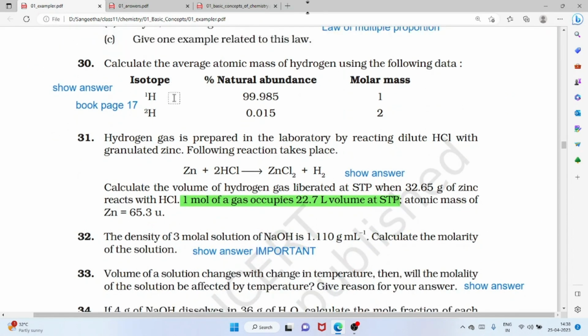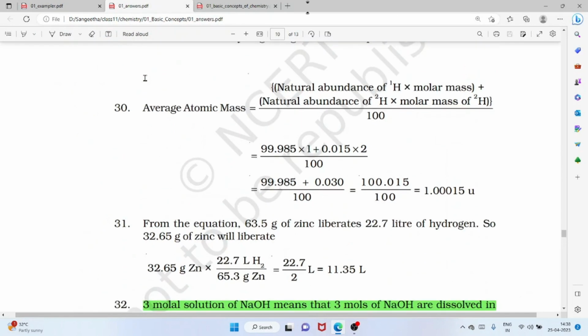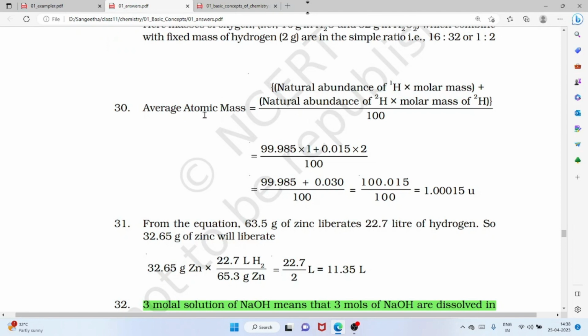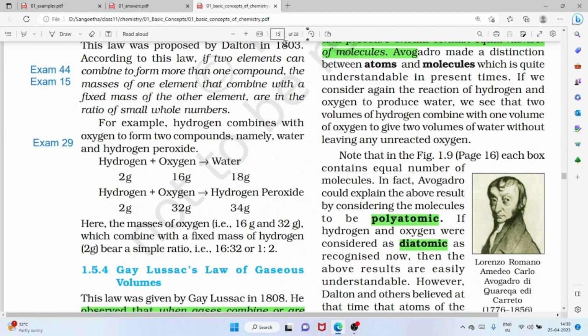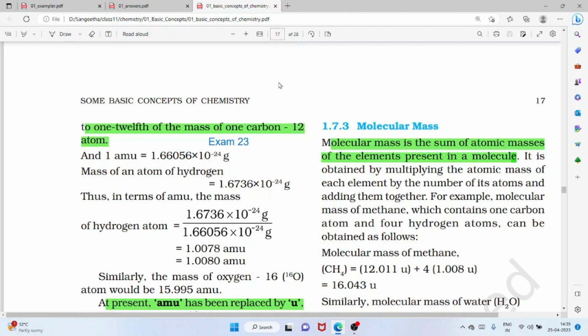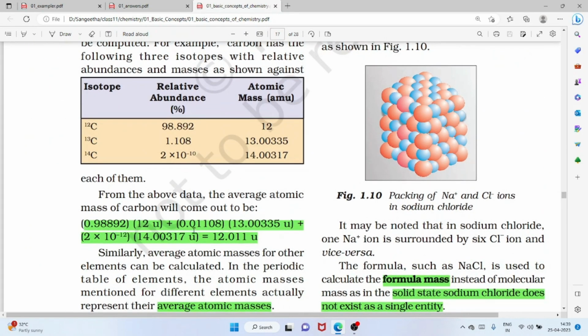Calculate the average atomic mass of hydrogen using the following table. Okay, average atomic mass of hydrogen, 30. Overall mass, they have given average atomic mass. How to compute it? Okay, you can go through it. That is also given in the book, page 17. Average atomic mass. Okay, so how to compute it? They have given it here, this sample.